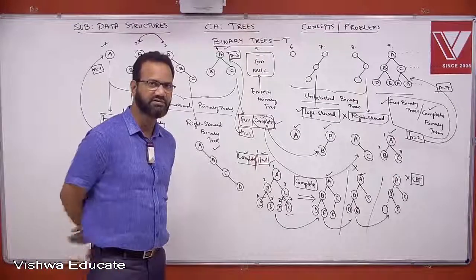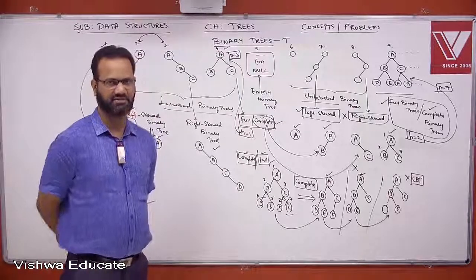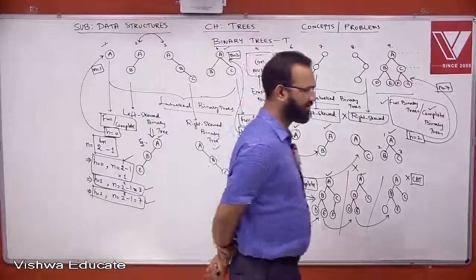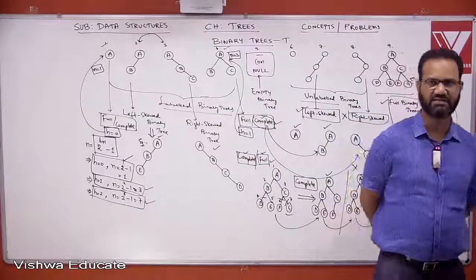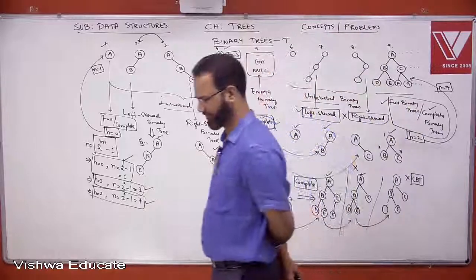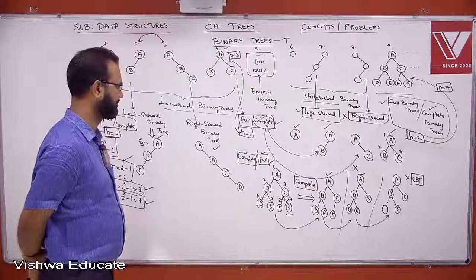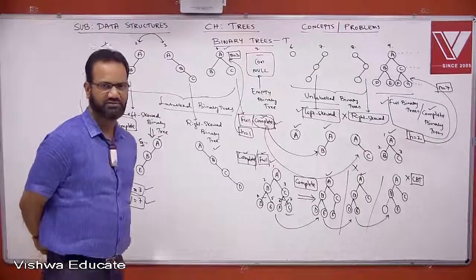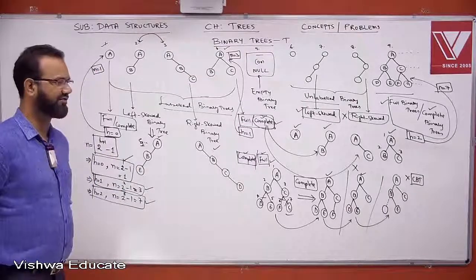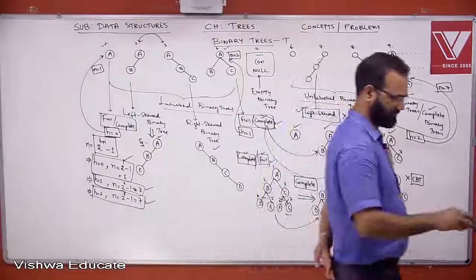And the last point is, all full binary trees are complete binary trees, whereas the reverse is not true. This is regarding the basics of the types of trees that we have. Next we will continue with the topic.